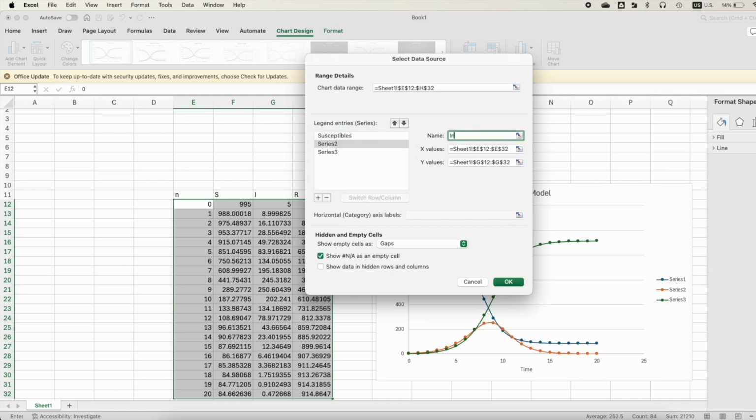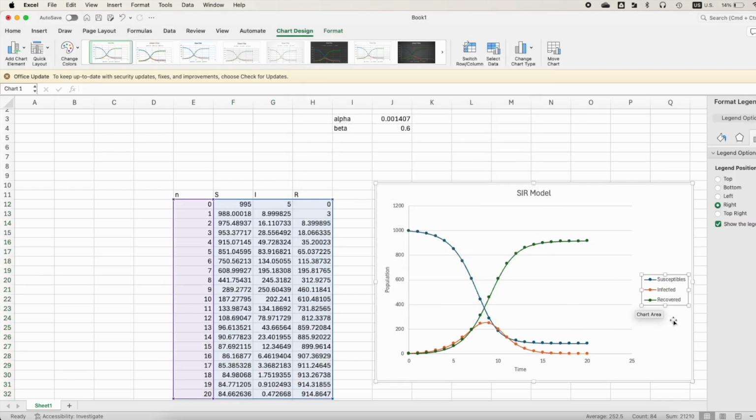Second series you change that to infected, and the last series you change that to recovered. And that is what you see for the solution curves for the SIR model. Now let me switch back to the notes.